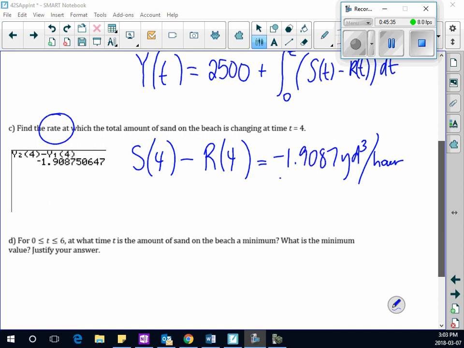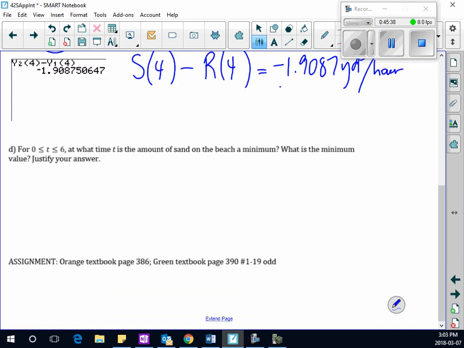Okay, so now it says from 0 to 6, at what time is the amount of sand at a minimum? So how do we figure this out? The derivative of the total amount of sand. And then we can find the, okay, so we have a calculator, so what do you want to do here?